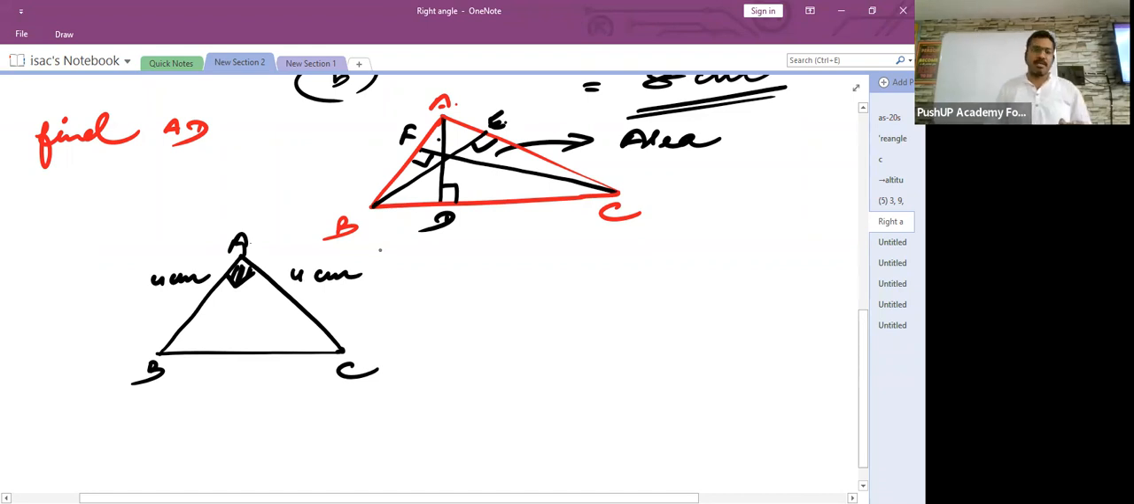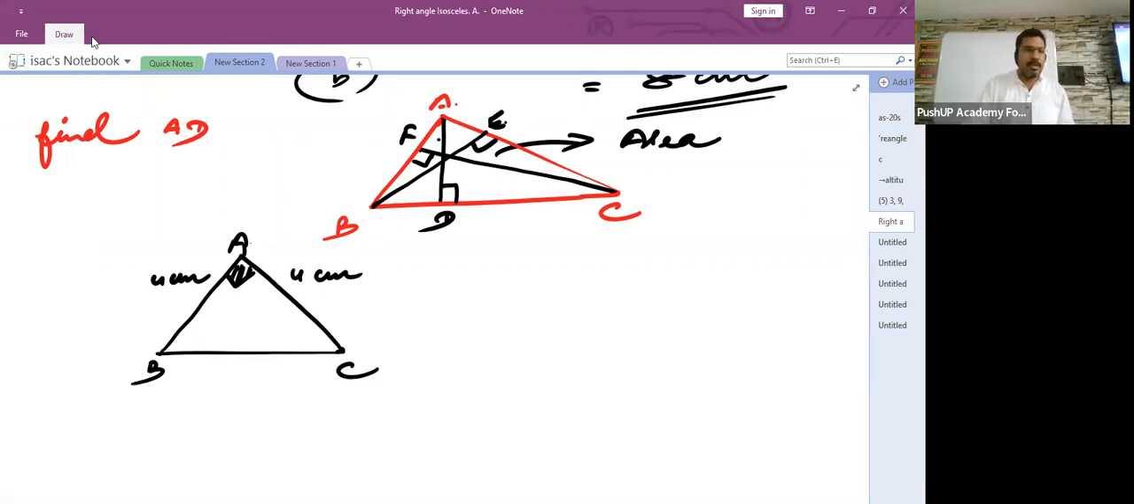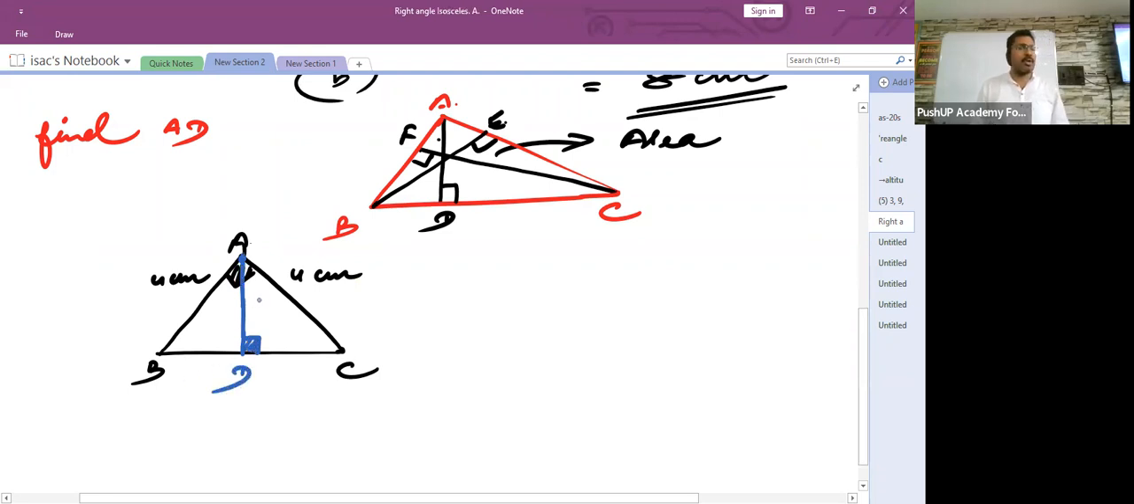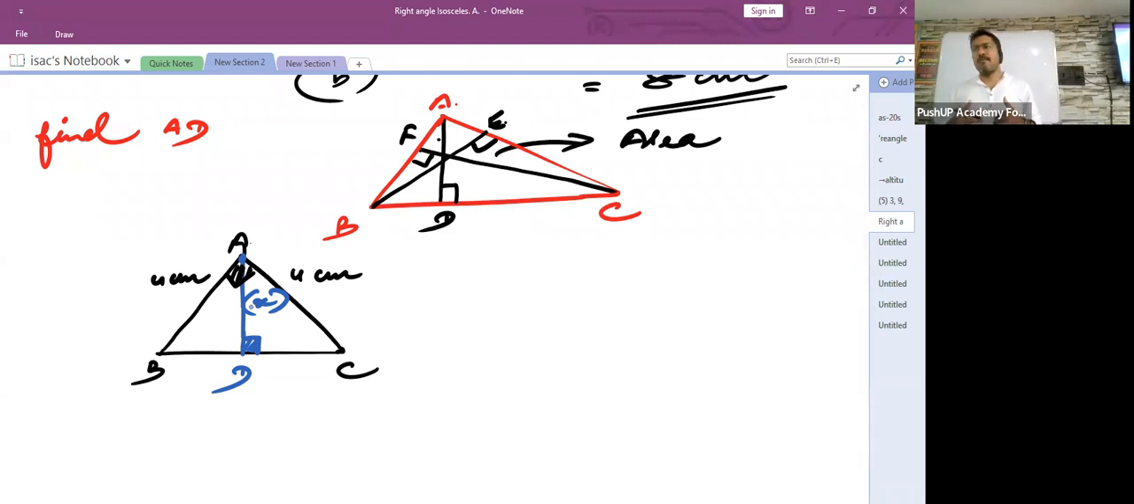Now, children, they are asking us what would be the length of the perpendicular drawn from vertex A to BC. So AD is what you have to find. Let me assume AD is equal to X. So what is the value which we have to find? X.